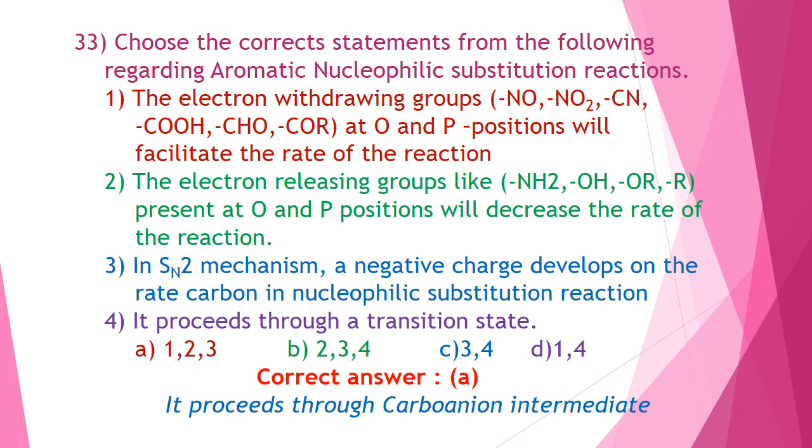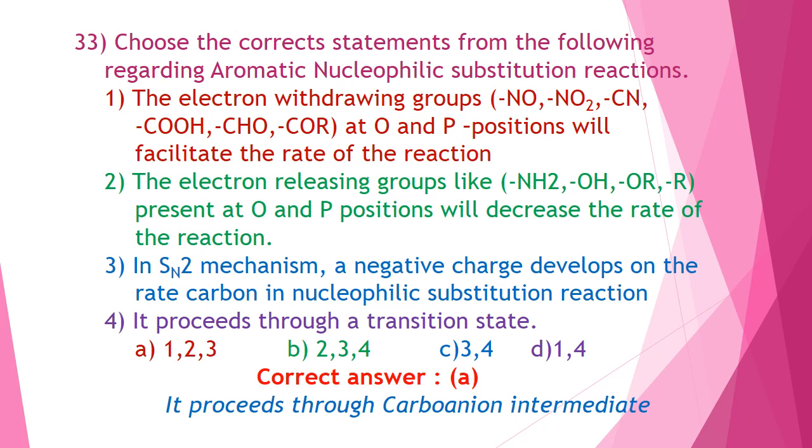Question number 33. Choose the correct statement from the following regarding aromatic nucleophilic substitution reaction. 1. The electron withdrawing groups NO2, CN, COOH, CHO, COR at ortho and para positions will facilitate the rate of the reaction. 2. The electron releasing groups like NH2, OH, OR present at ortho and para positions will decrease the rate of the reaction. It is also correct.